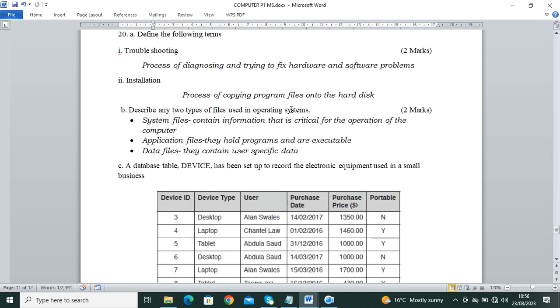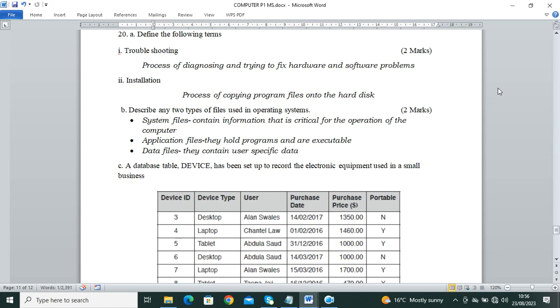Lastly, we have question 20. Define the following terms: troubleshooting, installation. This you can associate with only Form 1, that is operating systems, at the end. Troubleshooting is diagnosing and trying to fix hardware or software problems. If somebody talks of troubleshooting, he or she is trying to identify where the problem came from. Installation is the process of copying a program file onto the hard disk.